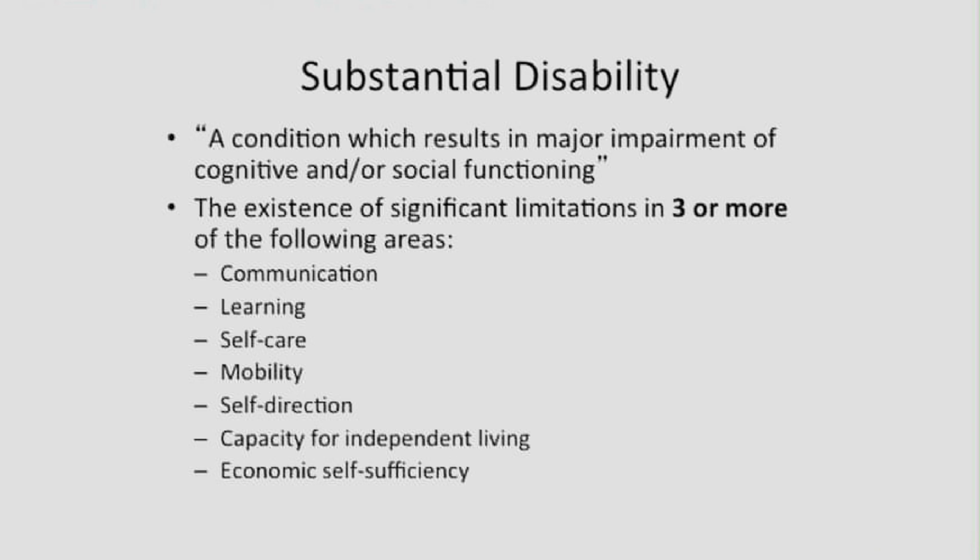The reason that we're also interested in looking at adaptive functioning is that we're looking for this substantial disability. And as part of Lanterman, the disability or the diagnosed condition also needs to result in major impairment of cognitive and/or social functioning and have limitations in 3 or more of those areas that you see there. So communication, which is both expressive and receptive language, learning, self-care, mobility, self-direction, capacity for independent living, and economic self-sufficiency. So you can see that these are considerably different from what Education Code looks at and what regional centers look at as far as requiring a diagnosis for an eligible condition.